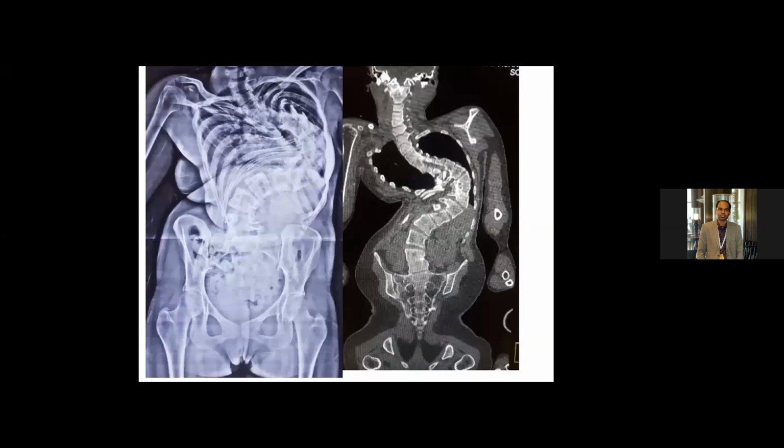So this is the X-ray picture. You can see there are multiple congenital anomalies at the thoracolumbar junction, with a curve of around 120 degrees. Am I audible, Ram? Yeah, you are audible.